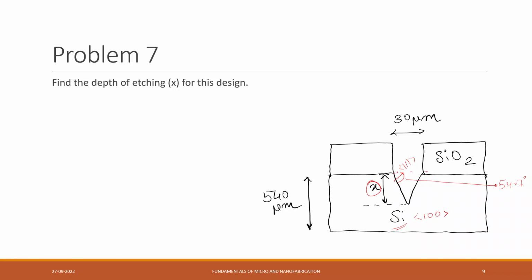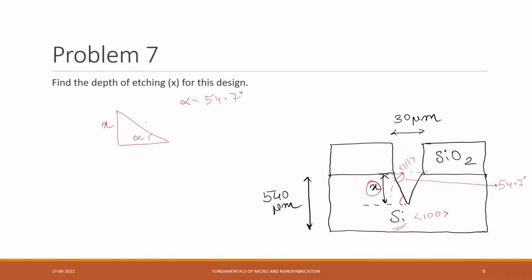We'll go to the answer. Yeah. So here we can see that this angle is, as I told, 54.7. So essentially this angle is also 54.7. So these are parallel angles. So essentially we have a triangle where we take alpha equal to 54.7.